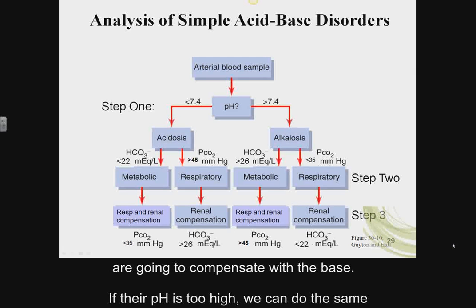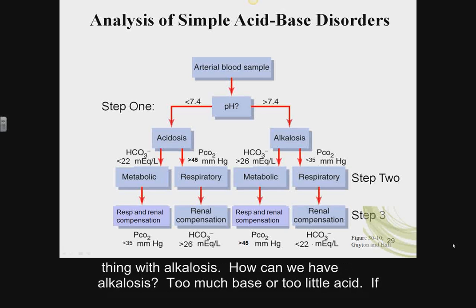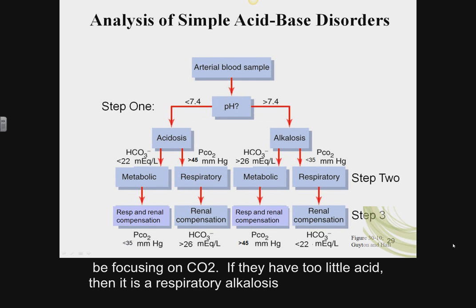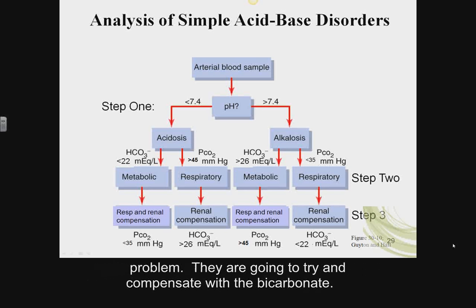If their pH is too high, we can do the same thing. We can have alkalosis by too much base or too little acid. If too much base is the problem, then it is metabolic, and the correction is going to be focusing on CO2. If they had too little acid, then it is a respiratory alkalosis problem, and the patient is going to try and compensate with the bicarbonate levels.